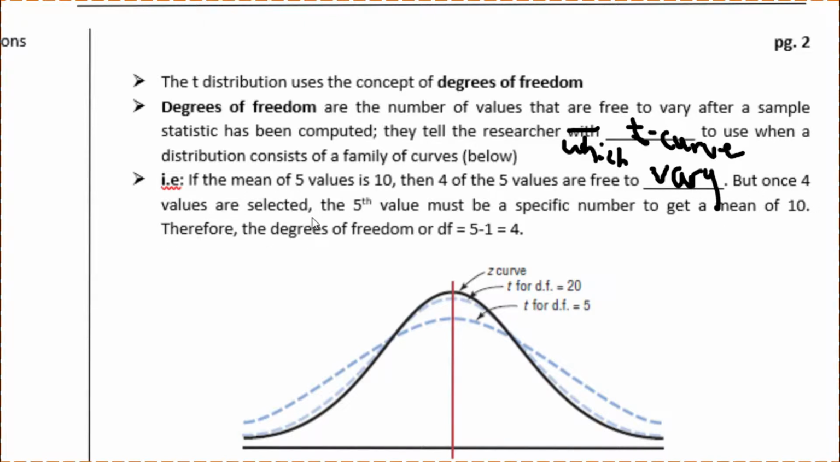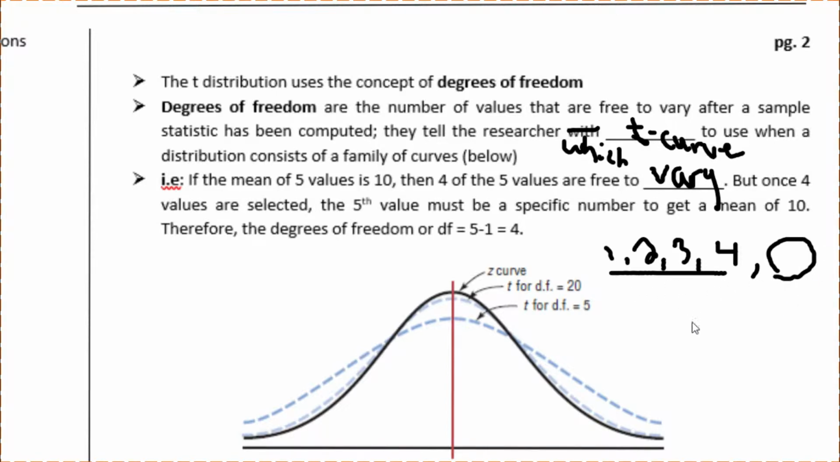But once you select 4 values, then the 5th value must be a specific number to get a mean of 10. So for example, let's just make up some numbers: 1, 2, 3, 4. And let's say you wanted a mean of 2. Well, in order to get a mean of 2, in this case, these numbers can change. They can be any number that we want, but once we choose those values, this number is fixed.